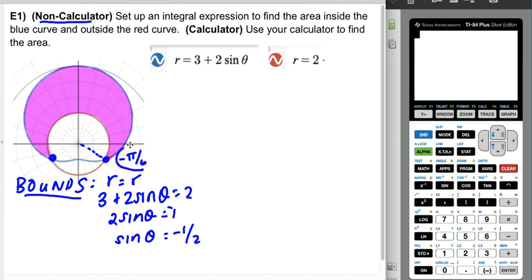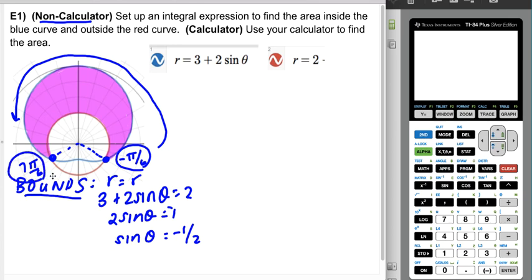I recognize it's also 11 pi over 6, but the issue here is that I need to consecutively integrate from here to here, and I can't do that if it's 11 pi over 6. I need to integrate forwards, right? So if I did 7 pi over 6 to 11 pi over 6, I'd be doing this window, and I don't want this window down here. So I can't do 7 pi over 6 and 11 pi over 6. I need to start at negative pi over 6 and go to 7 pi over 6, all right?